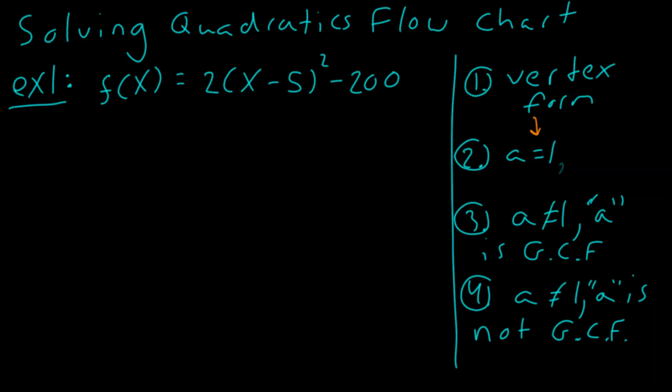So here's what we'll do. We'll ask ourselves first, is a quadratic in vertex form? If not, we then ask, does A equal 1? Then we ask, okay, well if A doesn't equal 1, is A the GCF? And of course, if that's not true, well we go on down to where A does not equal 1 and A is not the GCF.